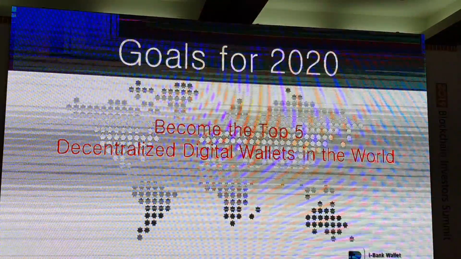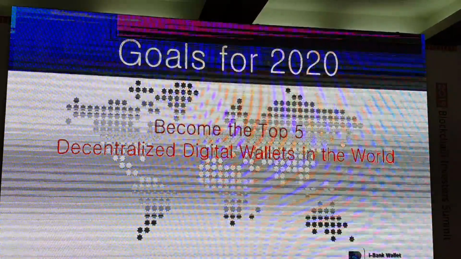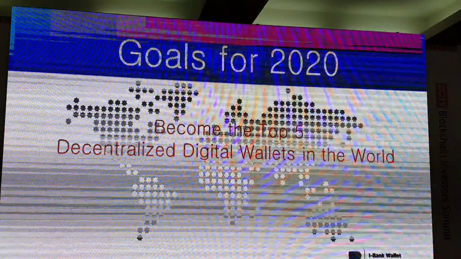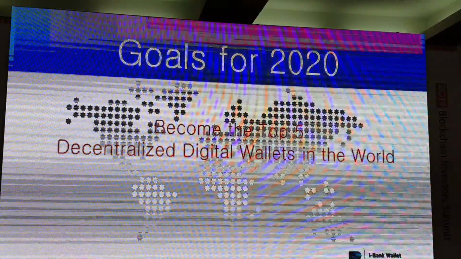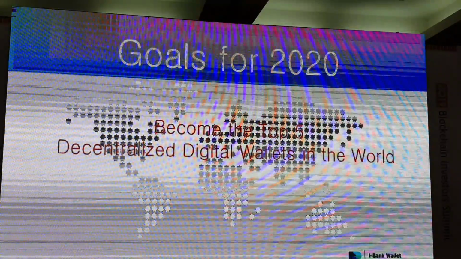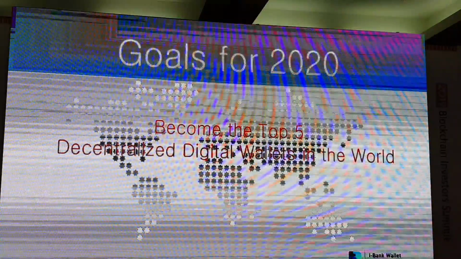Our goals for 2020. Our main goal is to become a top five decentralized digital wallet in the world. This is the most important point. And also we are able to provide new updates, new currencies, new storage, and let's go to the future.